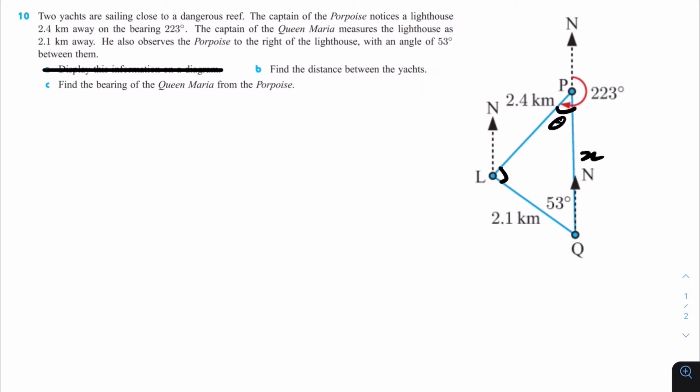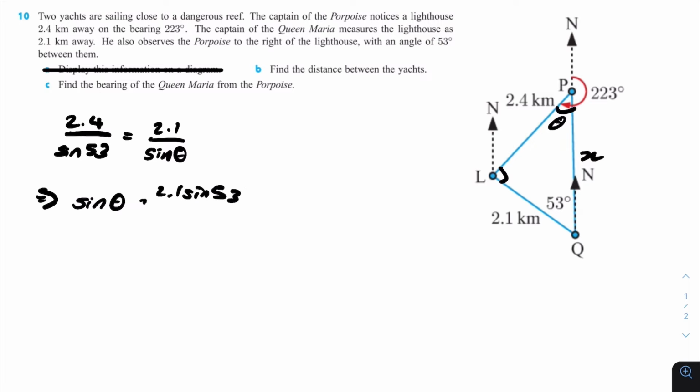So since we have 2.4 and 53, we can already write this as 2.4 over sine 53, and that's equal to 2.1 over sine theta. If we do a little rearranging, we should get sine theta is equal to 2.1 sine 53 over 2.4. So theta is equal to the inverse sine of that, which is, let me just put this into my calculator real quickly, 2.4, that gives us an angle of 44.33 degrees approximately.